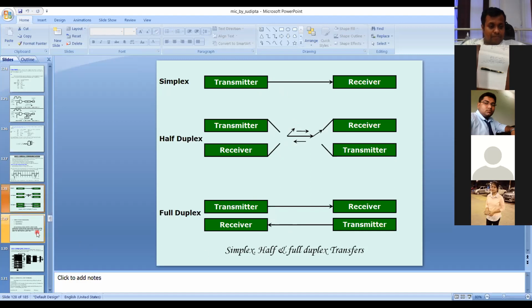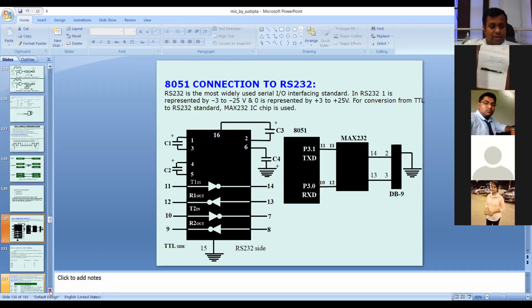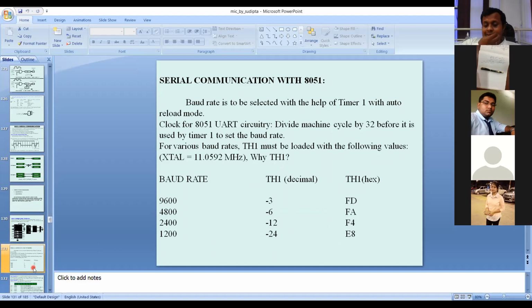Okay. This is synchronous, asynchronous. This is RS-232C. It is not required for you. This is the baud rate. Always we say we have a 10 Mbps line, 12 Mbps line, 2 Mbps line, 1 Mbps line, all are nothing but a baud rate. How many bits you transmit per second is called the baud rate. This baud rate is generated by TH1 or timer. How, it will be discussed today.